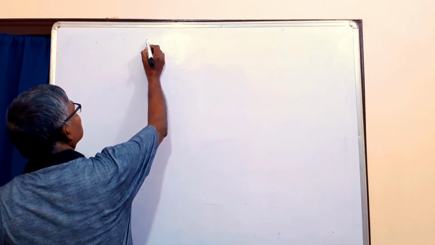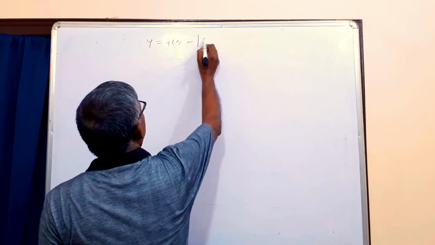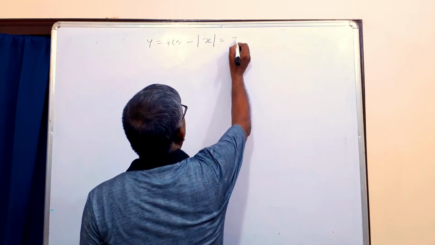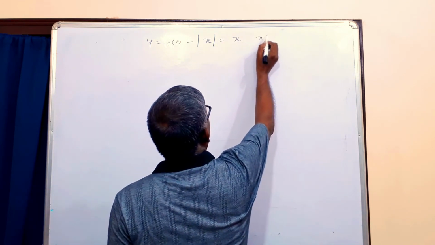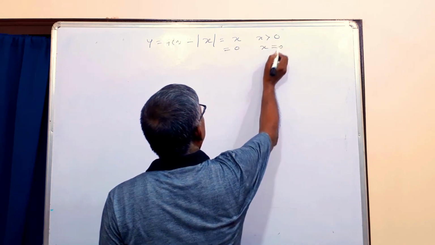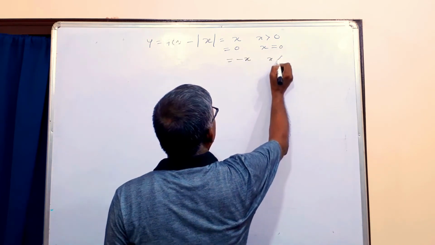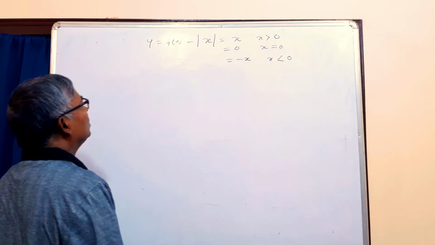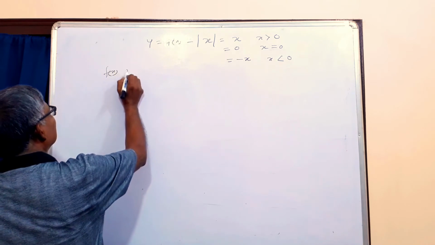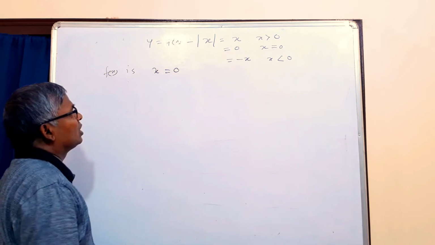Suppose y equal to f of x equal to mod x is the function. You know, this is mod x equal to x when x is greater than 0, equal to 0 when x equal to 0, and equal to minus x when x is less than 0. Now let us see whether the function f of x is continuous at x equal to 0 or not.